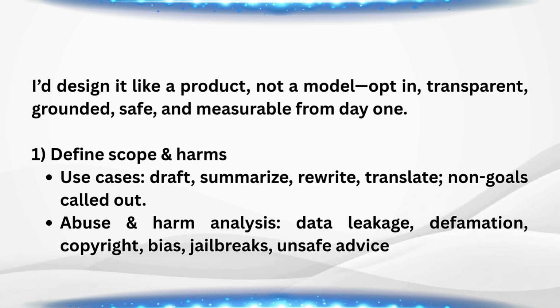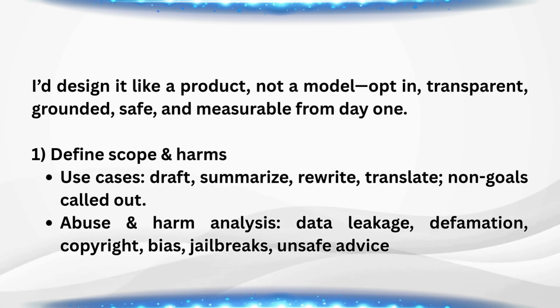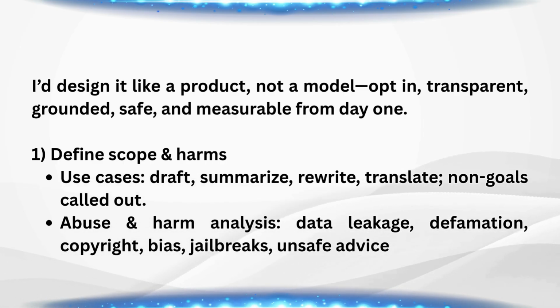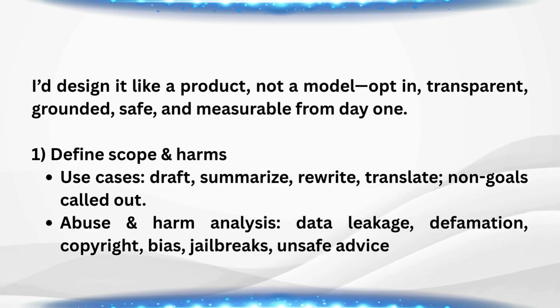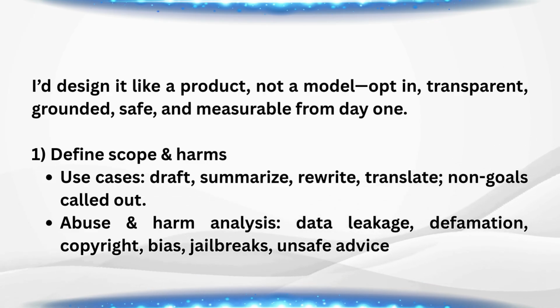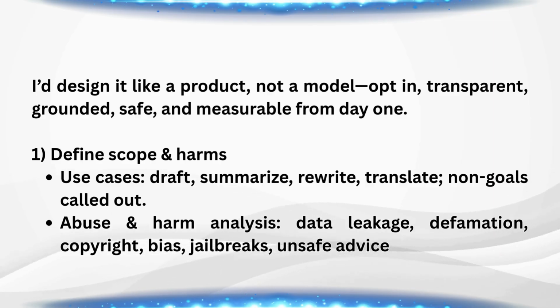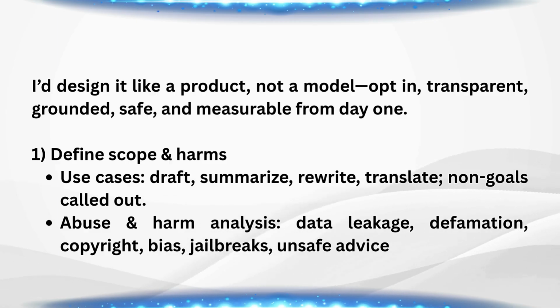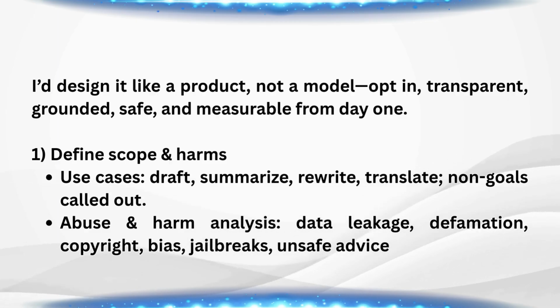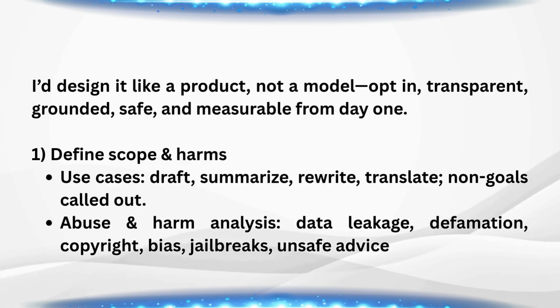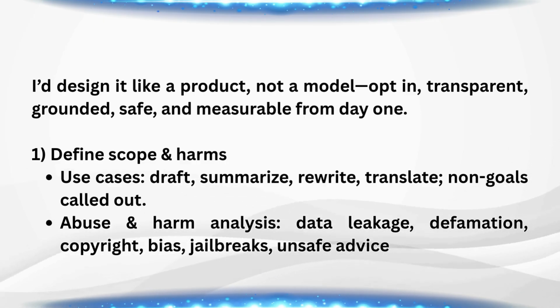How would you design a responsible text generation feature for a productivity platform? I'd design it like a product, not a model: opt-in, transparent, grounded, safe, and measurable from day one. 1. Define scope and harms: use cases (draft, summarize, rewrite, translate), non-goals called out, abuse and harm analysis: data leakage, defamation, copyright, bias, jailbreaks, unsafe advice.